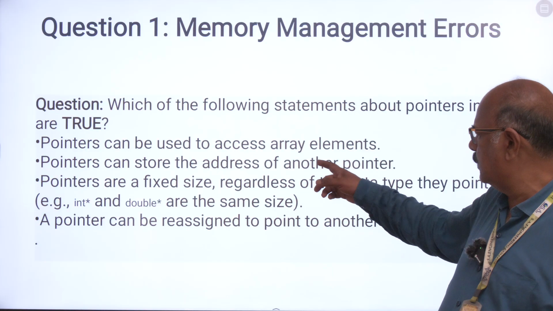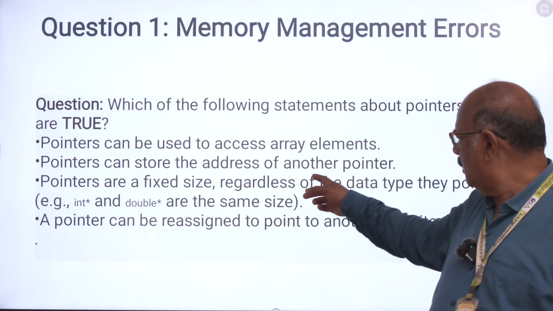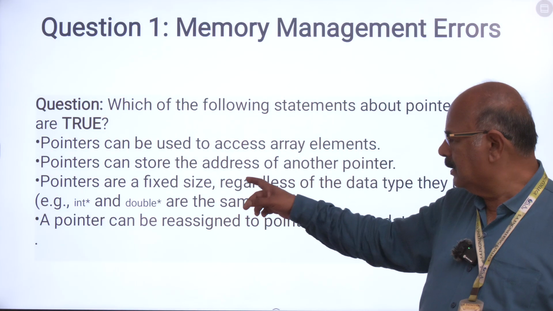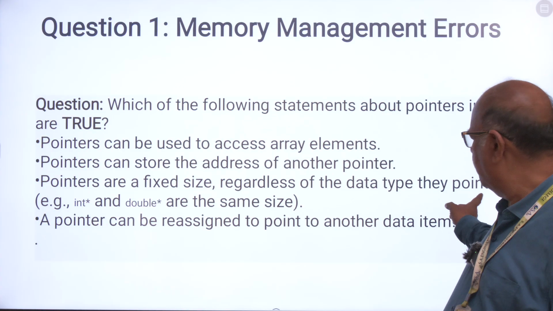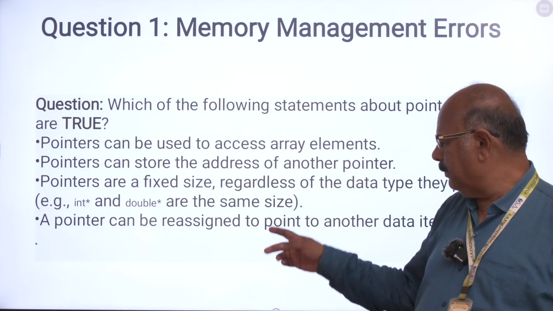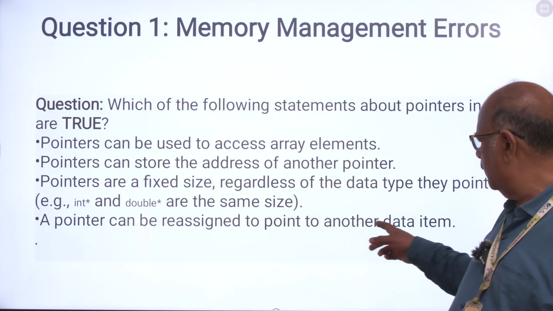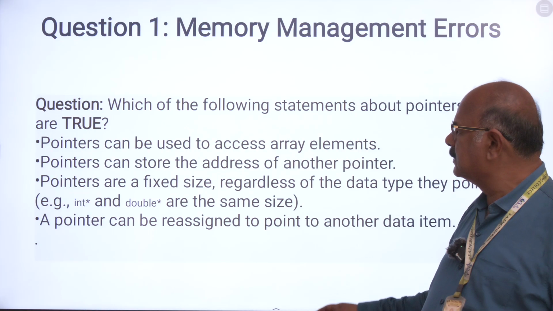Pointers can be used to access array elements. Pointers can store the address of another pointer. Pointers are a fixed size regardless of the data type they point to, for example given of the same size. A pointer can be reassigned to point to another data item. So what will be the answer for this?